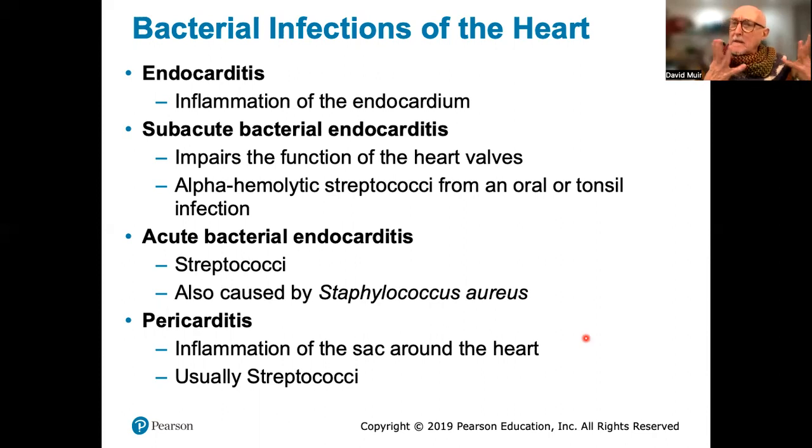Often, this kind of endocardial tissue occurs widely throughout the body. And one of the places where the streptococci from an oral or tonsil infection, whatever, can settle is in the joints. And often that was an initial symptom.